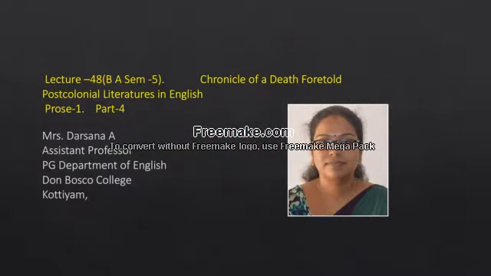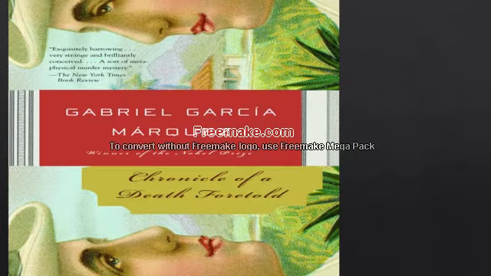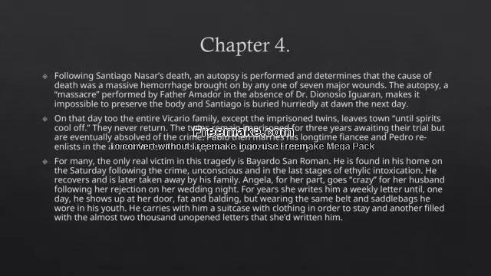We are discussing the novella Chronicle of a Death Foretold by Gabriel Garcia Marquez. Let us continue the summary of our novella. In the first chapter itself, we readers get the notion that Santiago Nazar is killed by the hands of the Vigario brothers. And I already told you it is not in chronological order.